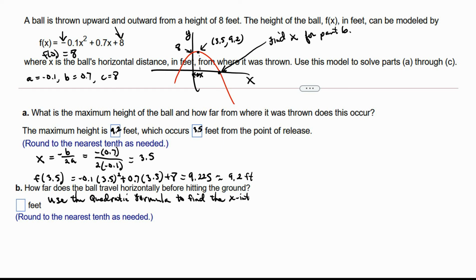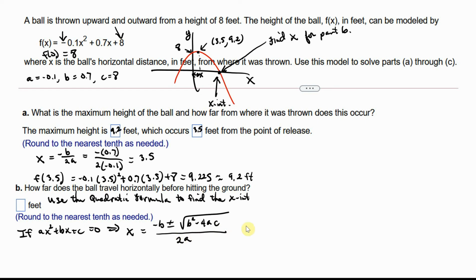To find the x-intercept. So here, this guy's the x-intercept. Remember, this if is important. If ax squared plus bx plus c is equal to 0, then this implies that x is equal to negative b plus or minus the square root of b squared minus 4ac, all over 2a.